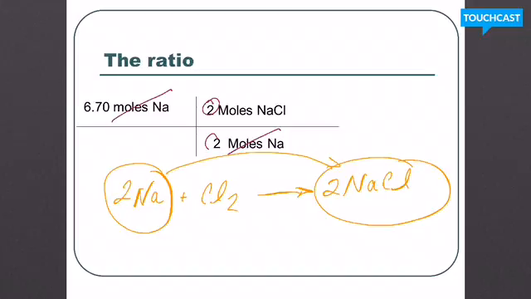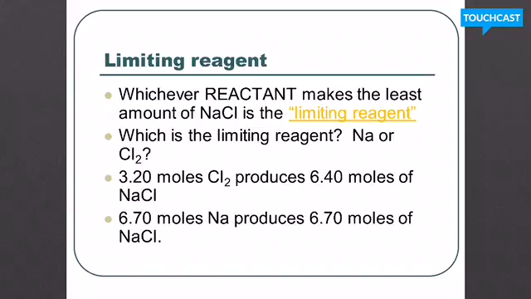The 2 and the 2 here, right here, they cancel. So the maximum amount that the sodium can make would be 6.70 moles. So now we just need to compare what we got. All right, so time to compare. With the chlorine, you can make 6.4 moles. And with the sodium, you can make 6.7 moles.